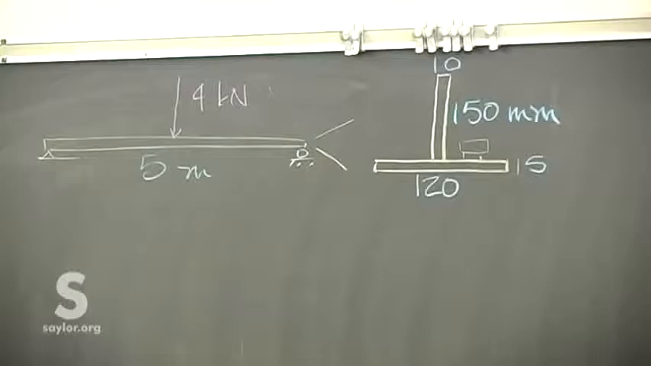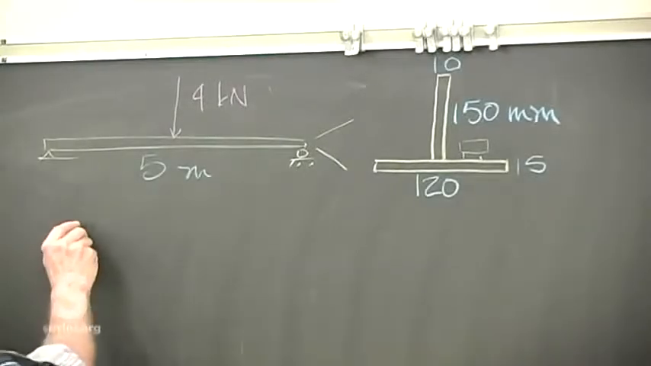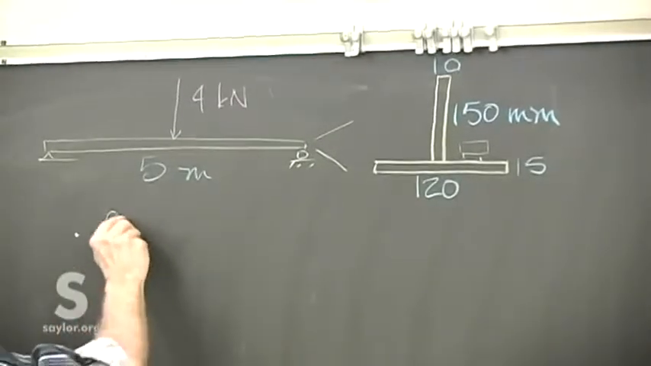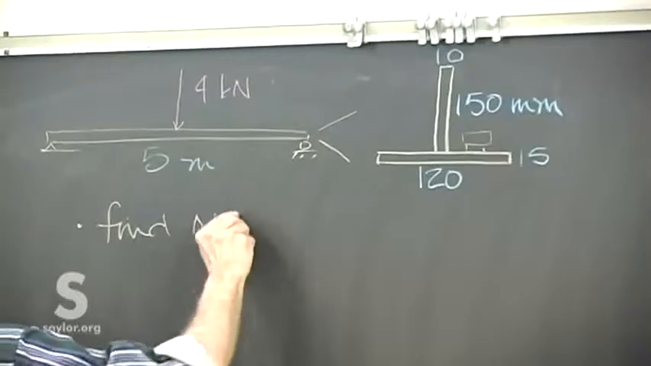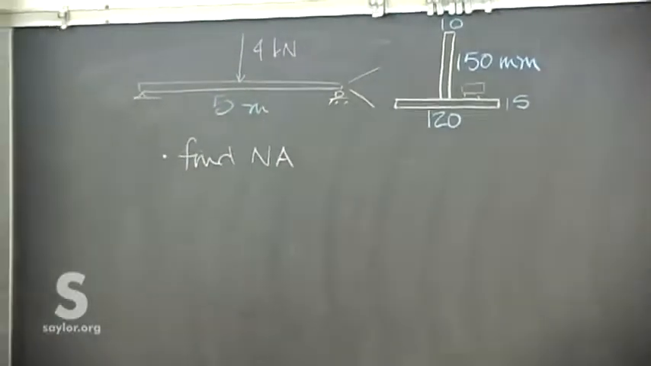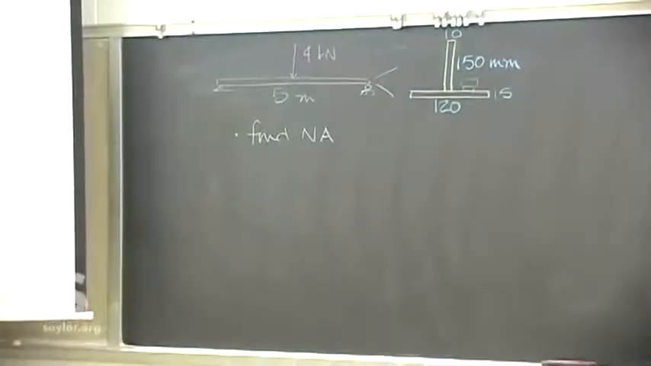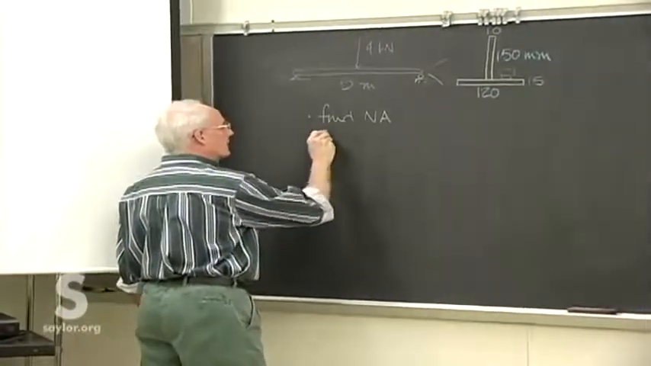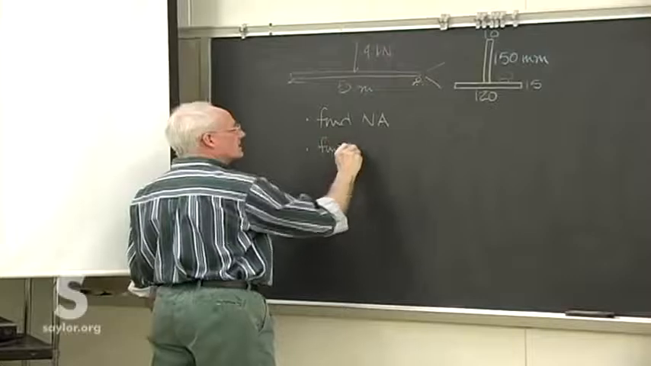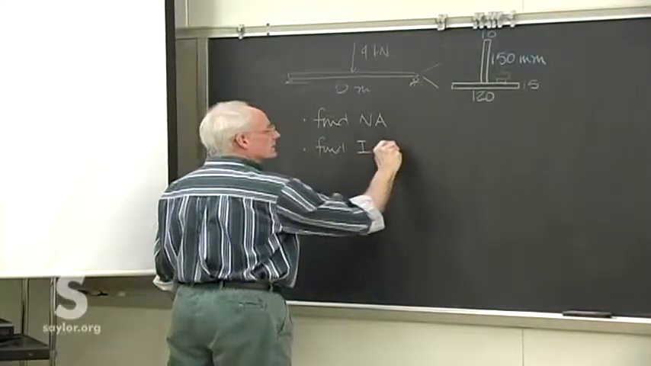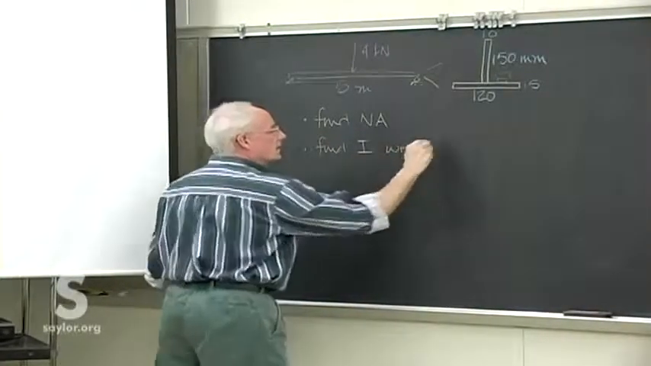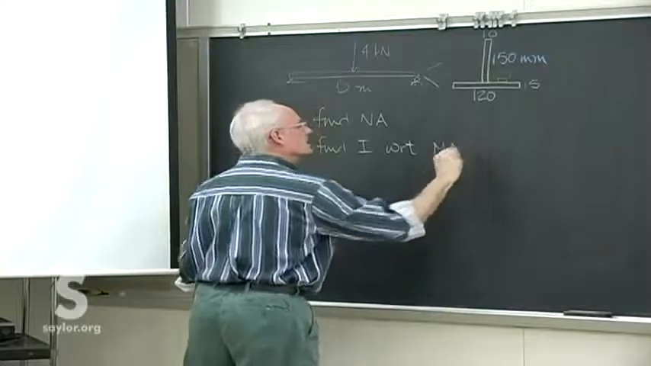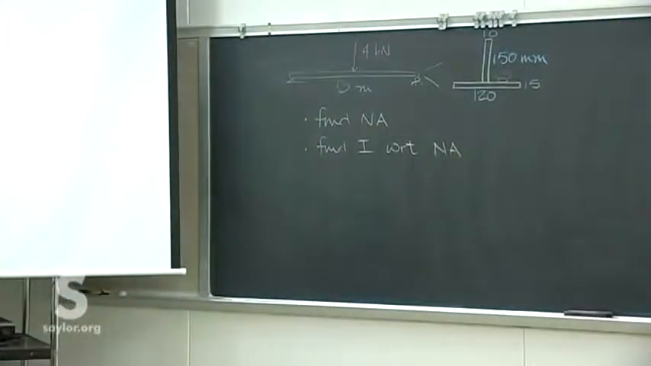All right, so we need to do two things. First, we need to find where the neutral axis is, because the moment of inertia we calculate is with respect to that. And if we don't know where it is, we can't calculate the moment of inertia. So we need to find I with respect to that neutral axis.